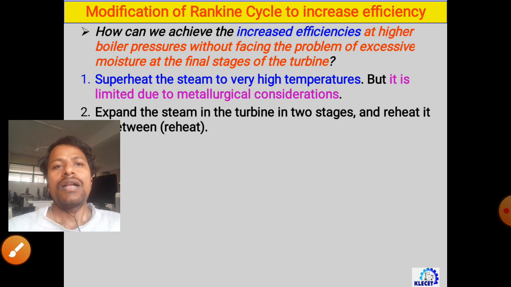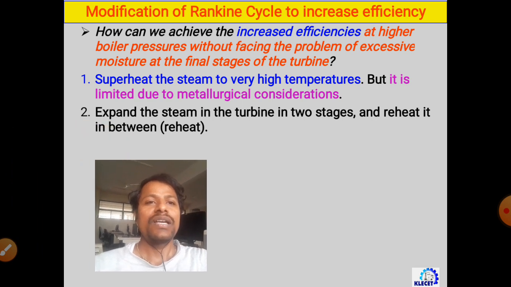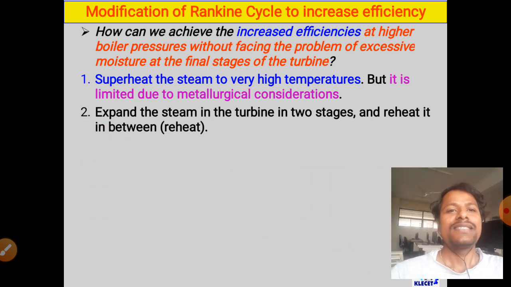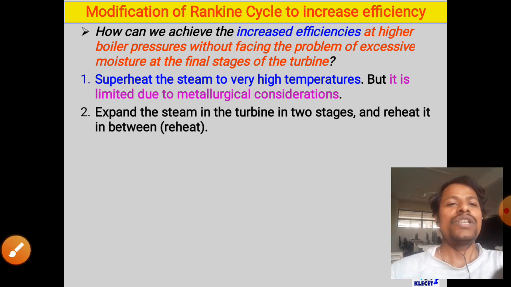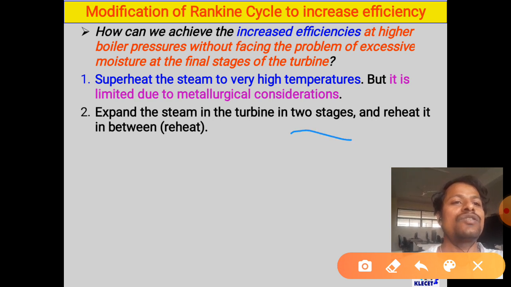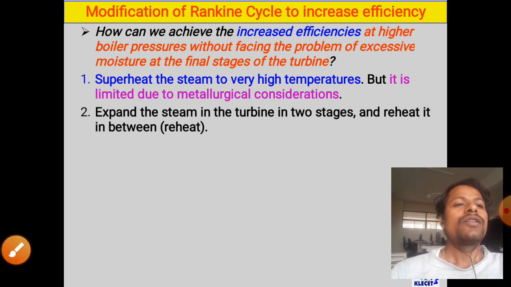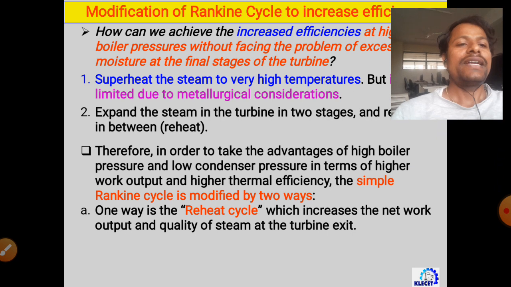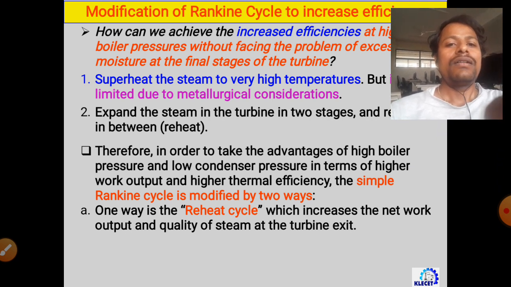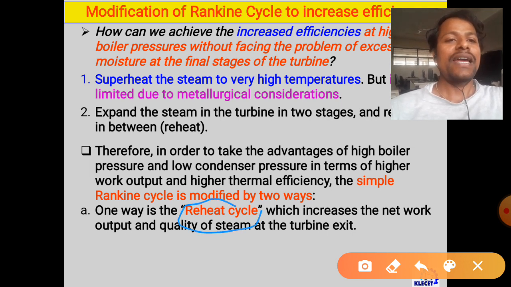Next, another option for increasing the thermal efficiency of the steam turbine, that is Rankine cycle, is expanding the steam in the turbine in two stages. That is reheating the steam in between. So next, we can discuss that we have the modified Rankine cycle, that is called as reheat Rankine cycle.